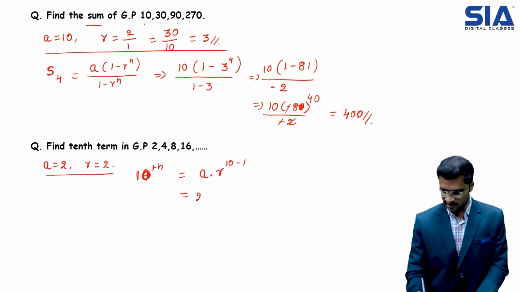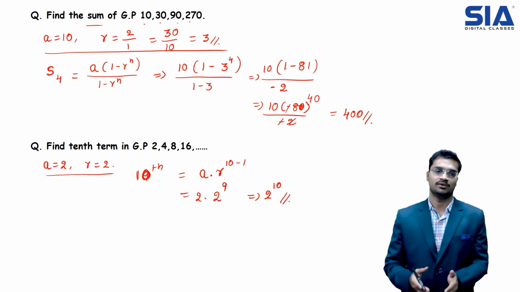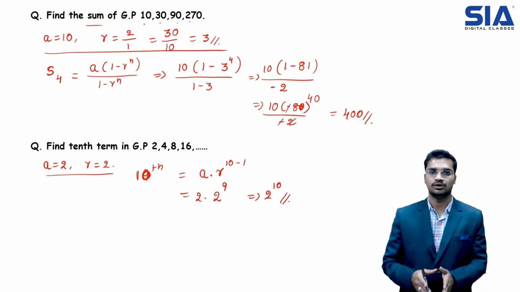So here the value of a is 2 and the value of r is also 2. 10 minus 1 is 9. So our answer is what? 2 to the power of 10. So the 10th term of this sequence is 2 to the power of 10.